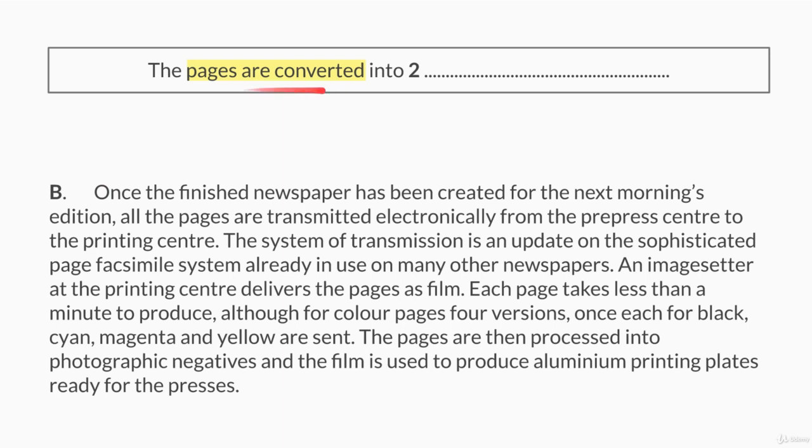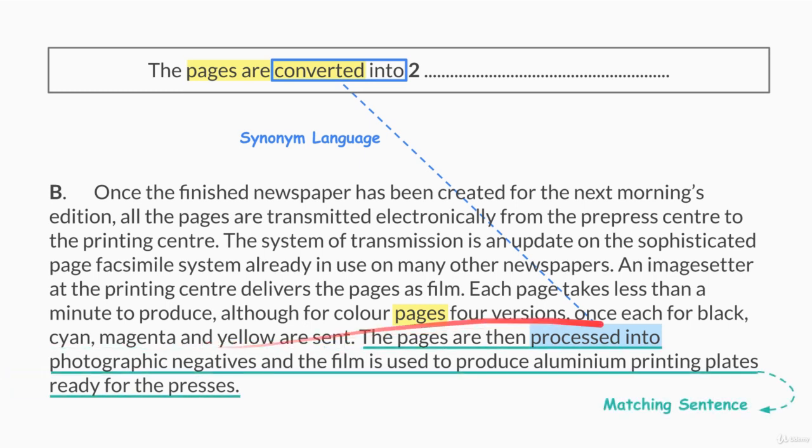So let us scan for these keywords. Pages are converted into something. Here I see something about pages. Again, page over here, more pages. I'm also looking for converted into. Pages are processed into. Look at that, processed into. Well, that is synonym language for converted into. So here I have my keyword, pages. Pages also appears down here again. And over here, processed into is synonym language for converted into.